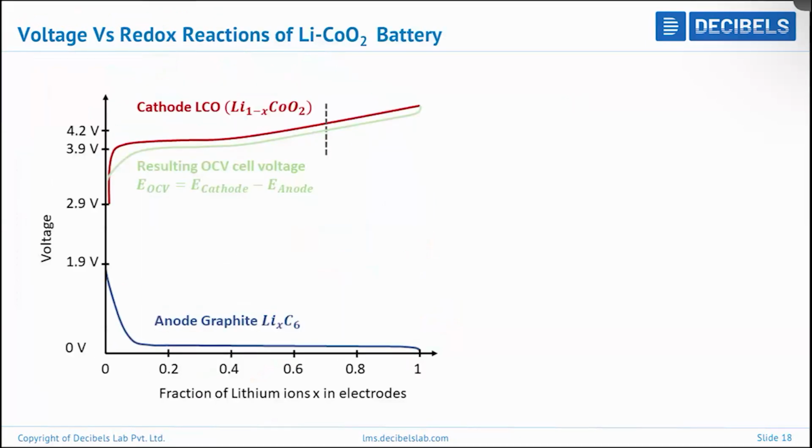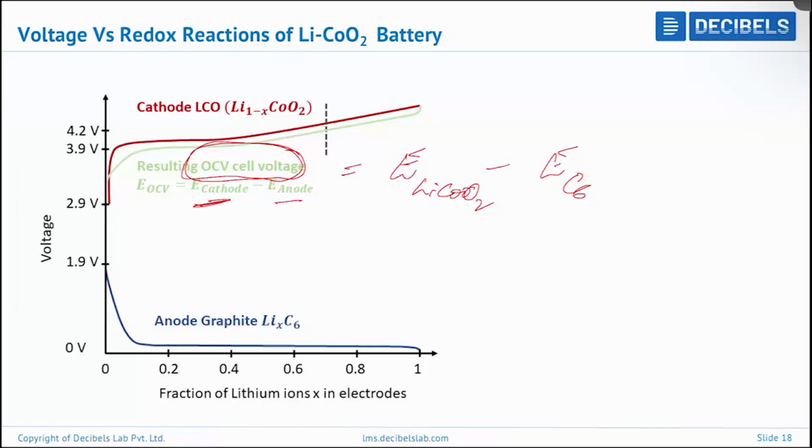So with this background, let us understand the cell voltage, the open circuit voltage. Open circuit voltage is the voltage of the cell which is not under any load. It is E cathode minus E anode. For example, it is the difference between E of LiCoO2 minus E of graphite, C6.